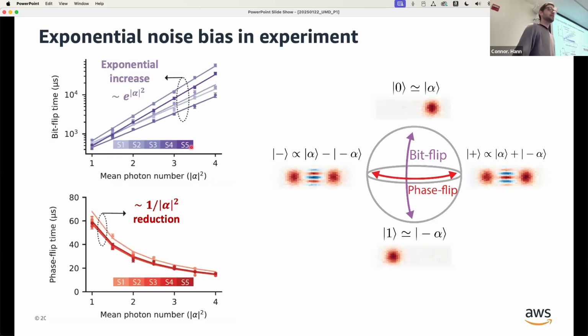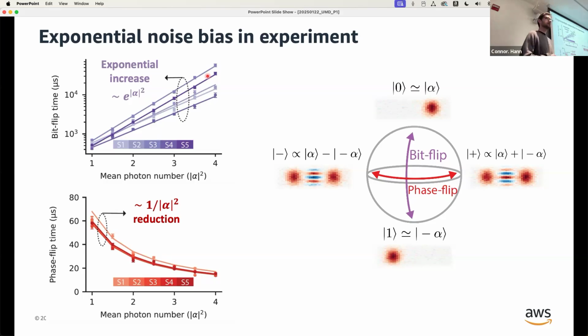The actual bit. Yeah. So these are actually measured bit flip times. Just to read off some numbers here, depending on the photon number we have, these range, for small photon numbers, on the order of milliseconds to tens of milliseconds. I'll show some data later. They actually extend up to about a second or so in some of our better devices.